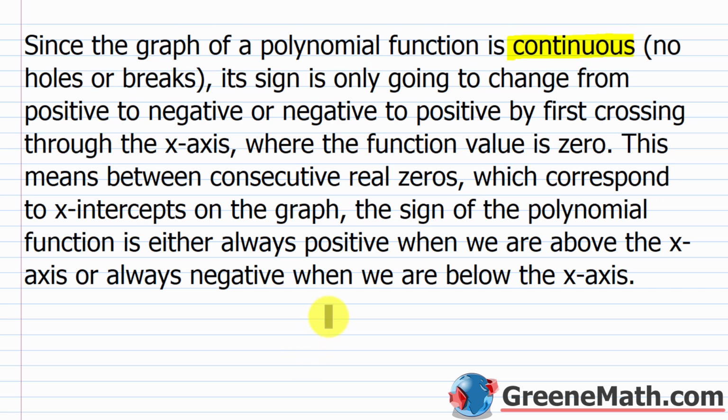what that means. It means we can sketch the graph without picking up the pencil from the paper. So I have here no holes or breaks in the graph. So its sign is only going to change from positive to negative or negative to positive by first crossing through the x-axis where the function value is 0. So we should know on the x-axis that the y value or the function value is 0. This means between consecutive real zeros, which correspond to x-intercepts on the graph, the sign of the polynomial function is either always positive when we are above the x-axis or always negative when we are below the x-axis. So this right here is what leads to our procedure.